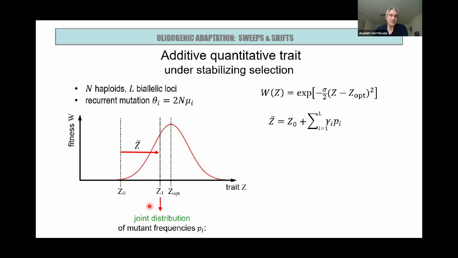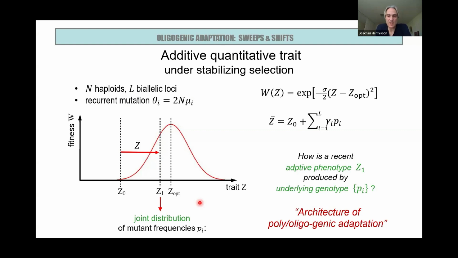And while doing so, we are interested in the joint distribution of mutant frequencies p_i. So we are interested in how this change in the phenotype is accomplished on the level of the genetics. So which locus contributes how much to this progress here. And this is what we call the architecture of poly or oligogenic adaptation. So how is a given adaptive phenotype produced by the underlying genotype? That will be the question.